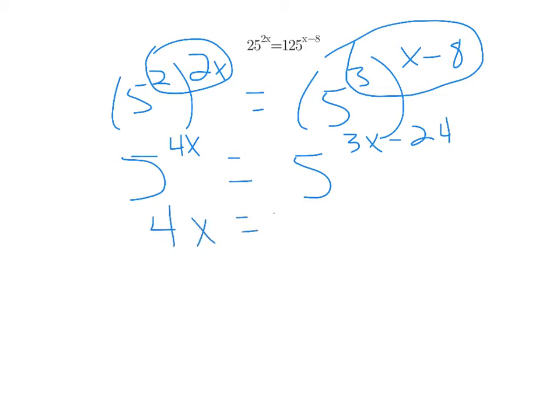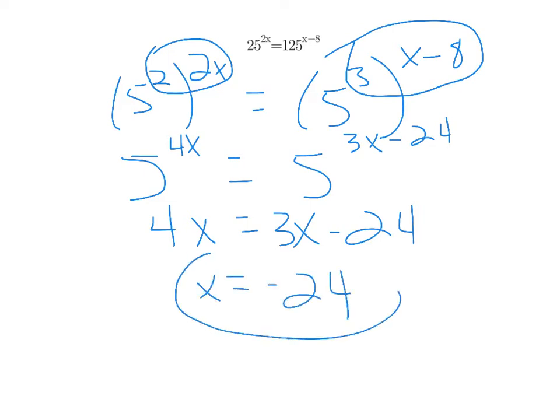Now that my bases are equal, so are my exponents, and I can write the equation 4x equals 3x minus 24. To solve this equation, I would subtract 3x from both sides and get x is equal to negative 24. Please take a moment to pause this video and record this example in your notes.